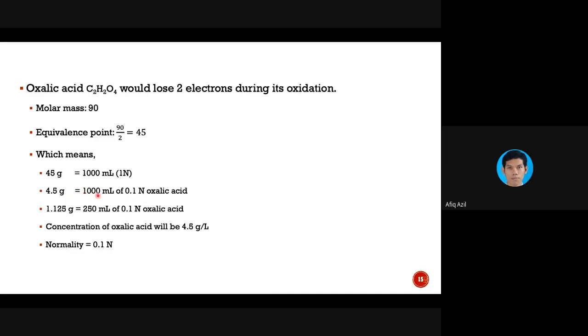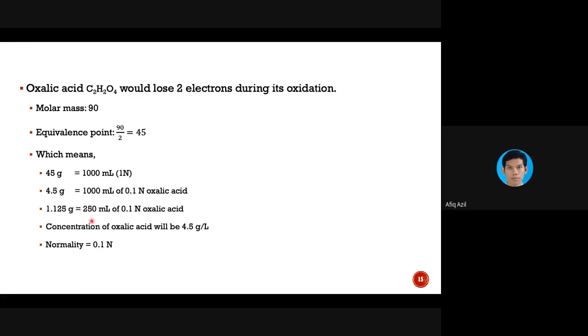dissolved in 1 liter. If you still want to use less of the solid oxalic acid, and you don't want to dissolve this 4.5 g in 1 liter, you can also prepare a smaller amount, a smaller volume, but the ratio must be correct. It must be correct.